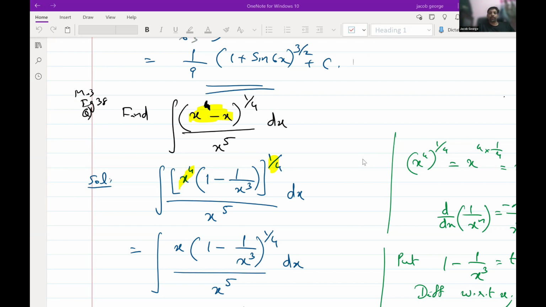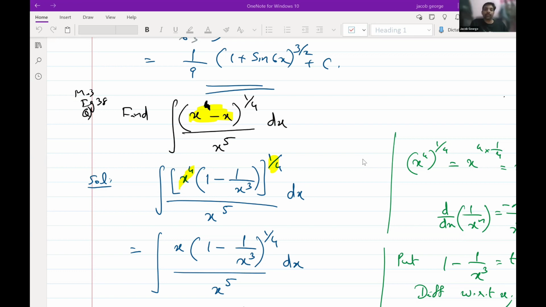Integral of (x raised to 4 minus x), the whole raised to 1 by 4, upon x raised to 5 dx. Here we take x raised to 4 outside. When we take x raised to 4 outside, we get integral x raised to 4 into (1 minus 1 by x cube), because when you take x raised to 4 outside, divide both the terms by x raised to 4. So 1 minus 1 by x cube, the whole raised to 1 by 4 upon x raised to 5 dx. Is it clear?